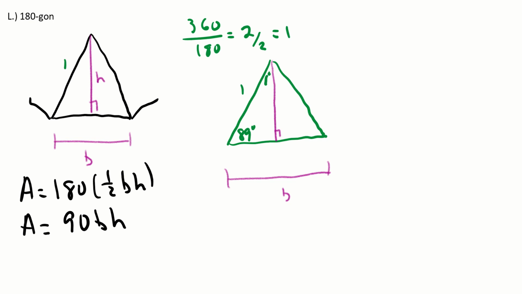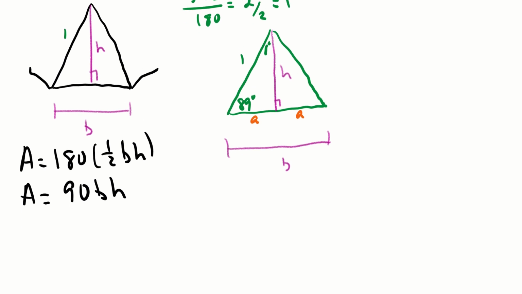And because I don't have special right triangles, I have to use trig. So again, I'm finding the height. So the height is going to be sine 89 equals h over 1, which the 1 just cancels out, right? So then we get sine 89 equals h. Okay, so now I have the height.